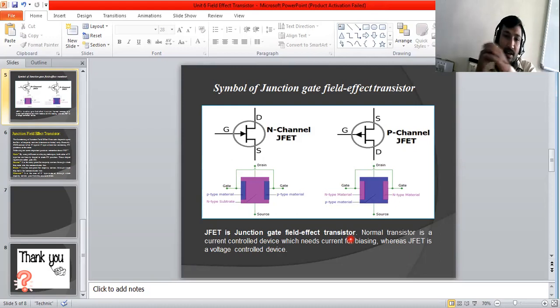Right, so here what does the source do? Its function is that majority carriers enter in the bar. What does carry mean? Carrier means one that carries, like the carrier frequency we have studied. I am carrying my bag with me, meaning I am taking my bag along with me. So the source lets majority carriers enter in the circuit or bar. Okay, so this is the function of source.